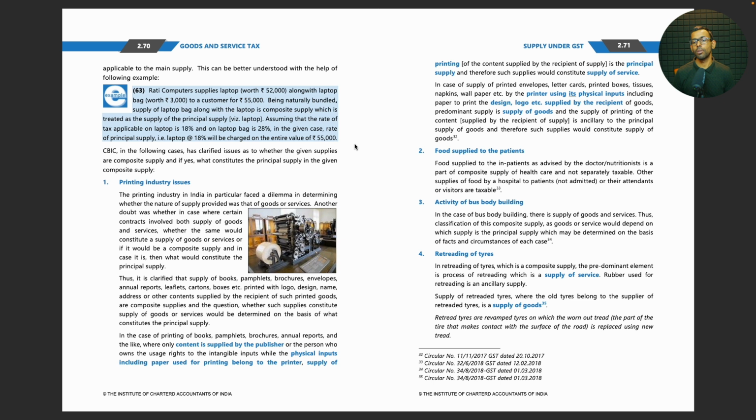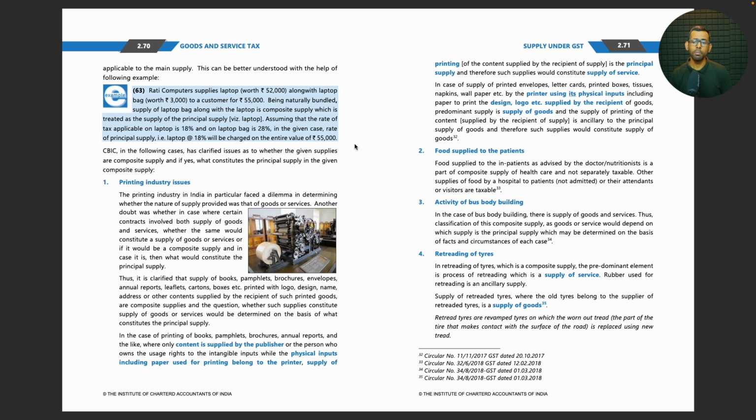However, in case of printed envelopes, letter cards, printed boxes, tissues, napkin, wallpaper, etc., by the printer using its inputs including paper to print the design logo supplied by the recipient of goods, predominant supply is supply of goods, and the supply of printing of the content is ancillary to the supply of goods, and therefore such supplies would constitute supply of goods.